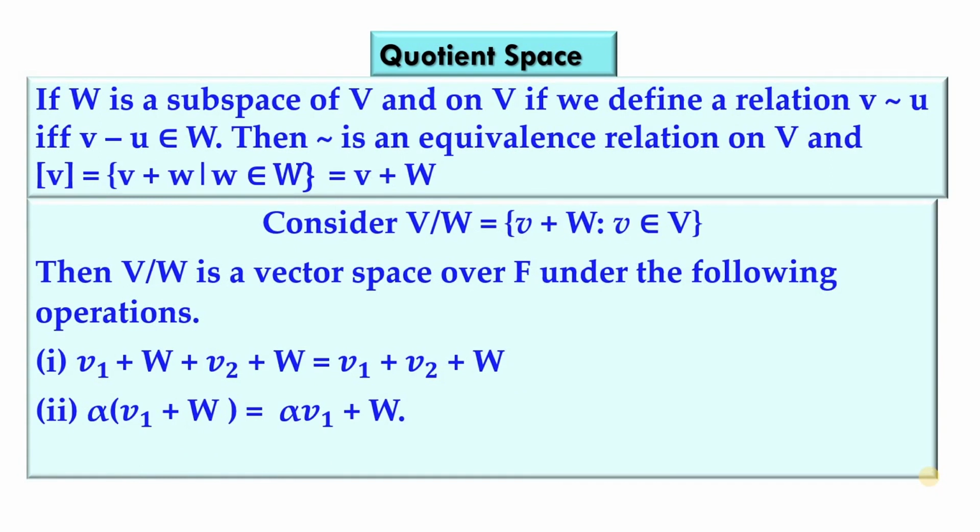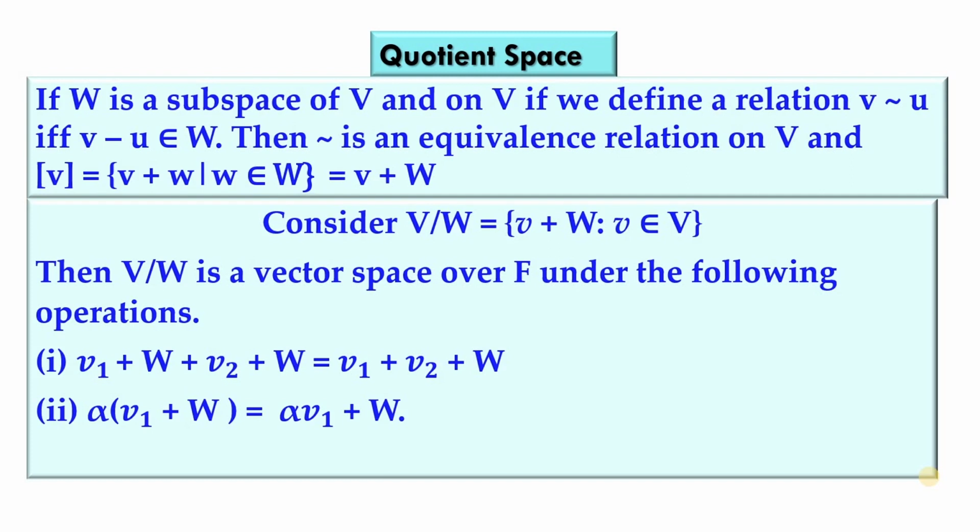Next we have the concept of quotient space. If W is a subspace of V, and on V we define a relation where v is related to u if and only if the difference is a member of W, then this relation tilde is an equivalence relation on V, and the equivalence class of each element v in capital V is given by the set of all elements of the form small v plus small w, where small w ranges over capital W. So this we can simply denote as small v plus capital W.